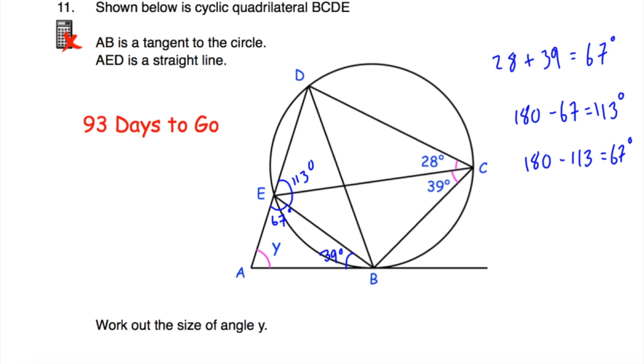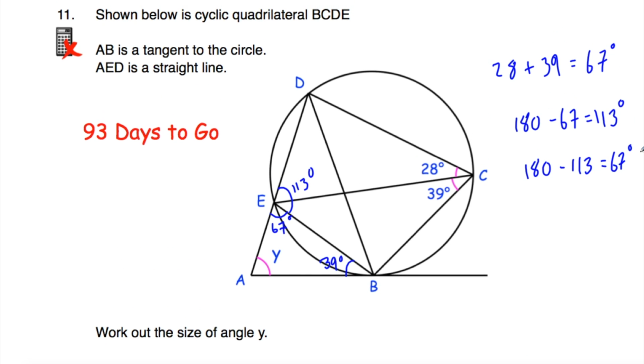Now just checking, this question doesn't actually ask us to give reasons, but if it asks us to give reasons, we'd have to be listing the reasons here for each of these steps. So this is 39 degrees.